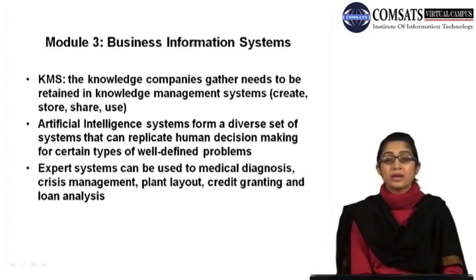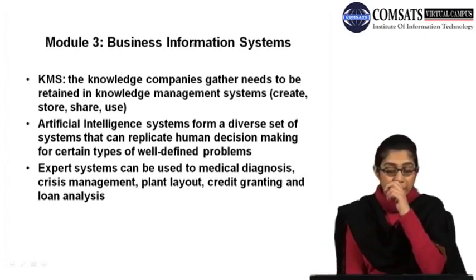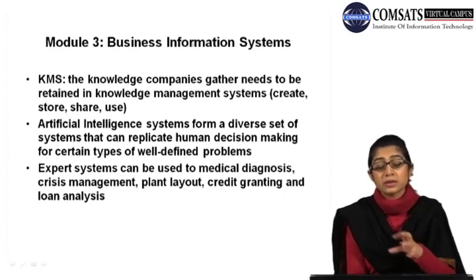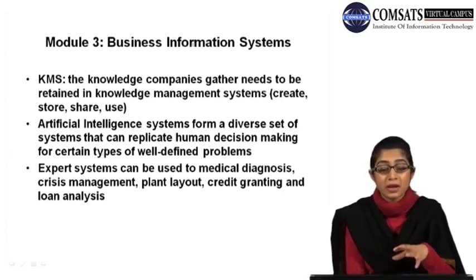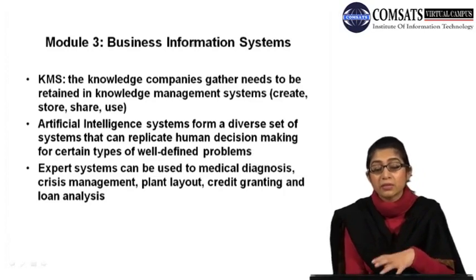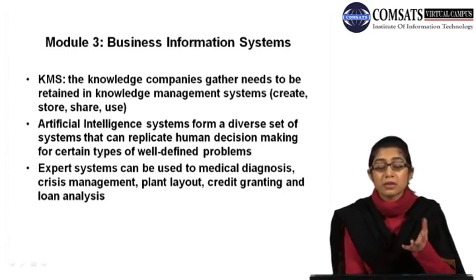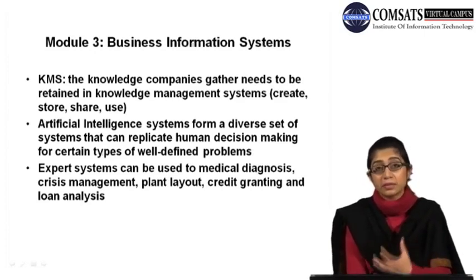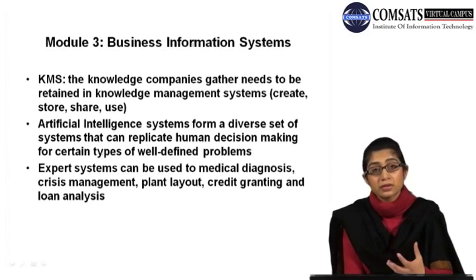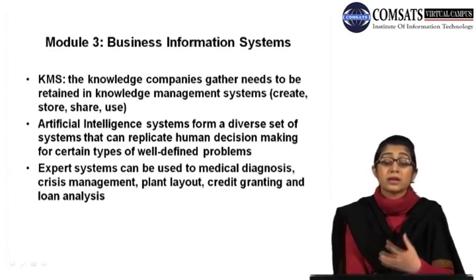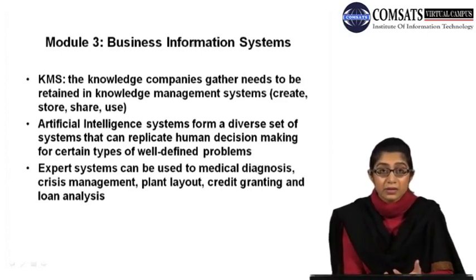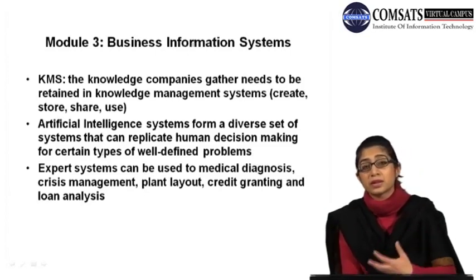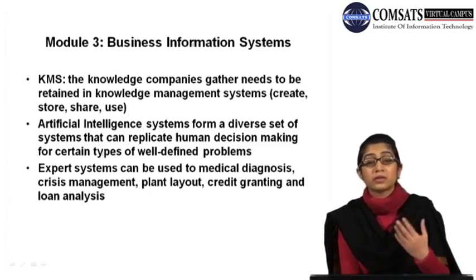knowledge को. Right, the next important point was concerning the artificial intelligence, that these artificial intelligence systems form a diverse set of systems that can replicate human decision making for certain types of well-defined problems. So again, artificial intelligence can be used, and there are many applications of artificial intelligence that are being used in the organizations as well. For example, the very important term of artificial intelligence is neural networks या robotics.